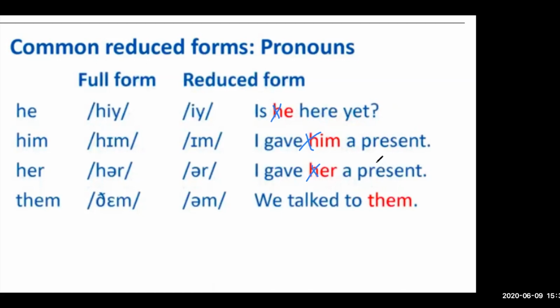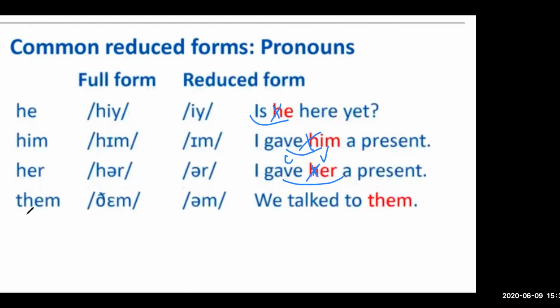Now, if you watch the linking video, you'll understand why I'm connecting these, because you have a consonant sound, and because you get rid of this H, comes a vowel sound. So if you hear a consonant sound, and the beginning of the next word starts with a vowel, you link it together. So same here. I gave him a present, right? I gave her a present.